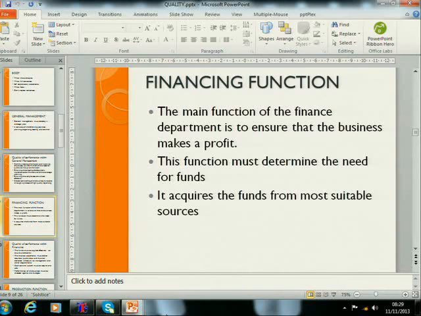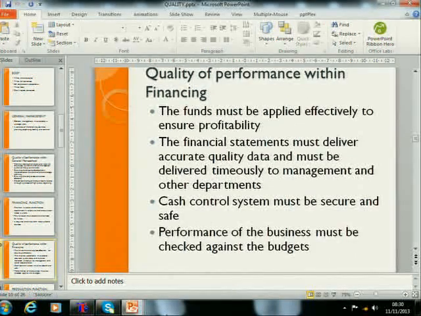Do we need funds, first of all? Do we need funds? Or do we need to finance a certain department? Those are the needs that you've got to analyze if you are in the financing function. You also have to acquire the funds from the most suitable sources. You just explained what happens in the financing function.